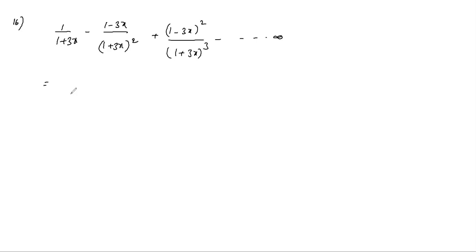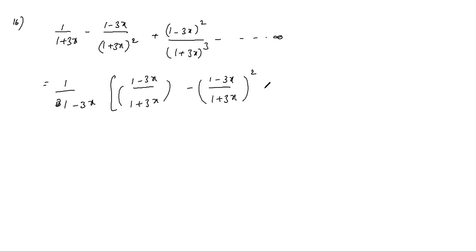To get the infinite GP, multiply and divide with 1 minus 3x. So (1 minus 3x) by (1 plus 3x) is the first term, minus. Here we will add the whole square, so you can write this as ((1 minus 3x) by (1 plus 3x)) whole square. Next, ((1 minus 3x) by (1 plus 3x)) whole cube, minus and so on up to infinite terms. So just by multiplying and dividing with 1 minus 3x.